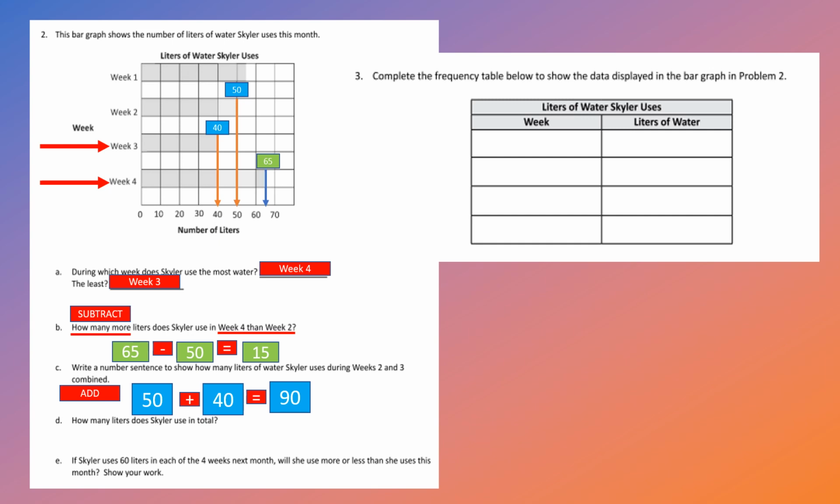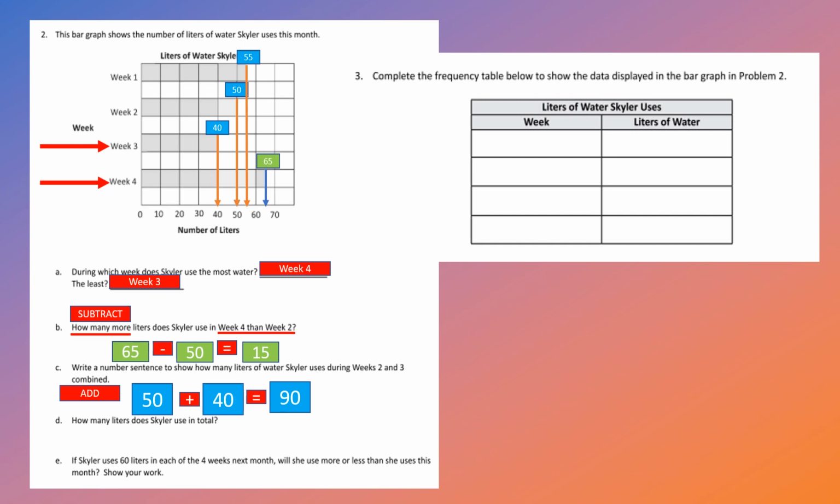So go back up to your bar graph, find the end of the week 1 bar, and draw a line straight down. Now, that line is between 50 and 60. So what number would be halfway between 50 and 60? That's right, 55. So that means that in week 1, she used 55 liters. Now I have my numbers for each week. Let's go ahead and write our equation right there below D.